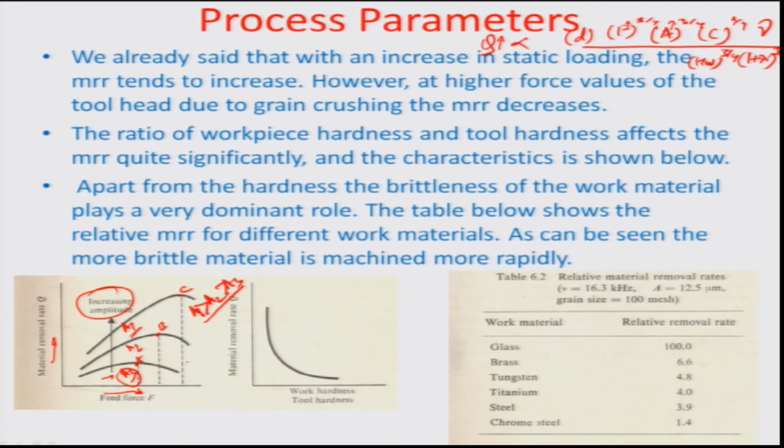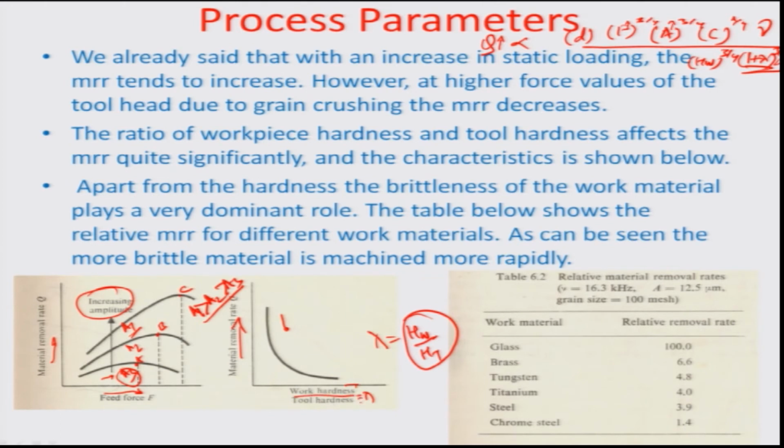Similarly, if I were to compare the lambda, which is actually the hardness ratio between the work and the tool, with increasing lambda, material removal would obviously decrease, because Q is inversely proportional to 1 plus lambda to the power of 3 by 4. So that is how we can have an estimate of what would happen to material removal with respect to lambda.